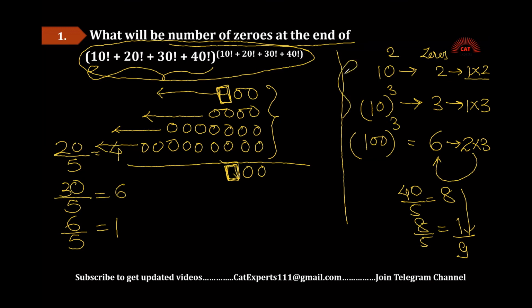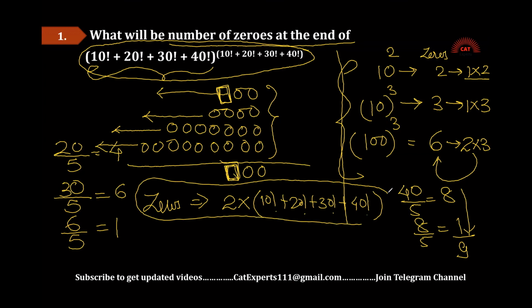And as per this rule, my answer, if I want to find out the number of zeros at the end of this product, should be the base consisting of 2 zeros at the end, multiplied by the power, that is 10 factorial plus 20 factorial plus 30 factorial plus 40 factorial. So this is going to be my final answer for this question. Right, students? I hope you must have enjoyed this particular question. This was a very nice question to discuss. That's why I discussed this question with you all.